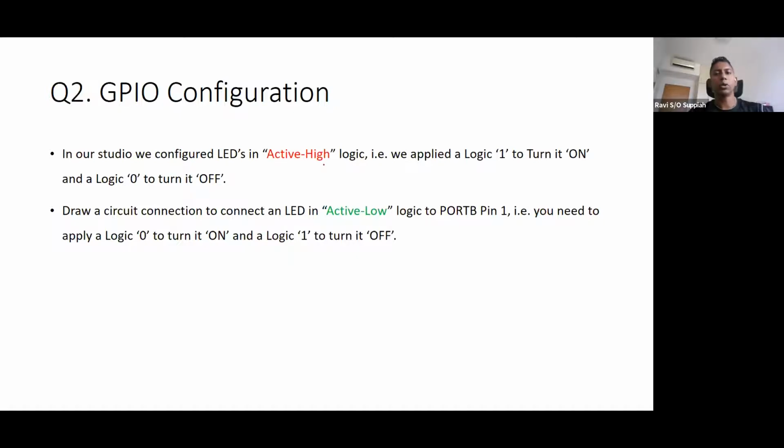In our studio, we were building a circuit in active high configuration. So in terms of the microcontroller, this is my port pin, and I connected it this way. The logic 1, which will translate to 5 volts, would drive the LED. So our logic 1 turns on the LED. Here we are asking you to draw a circuit connection to connect the LED in the reverse manner, that means active low. In this case, you need to apply a logic 0 to turn it on and logic 1 to turn it off.